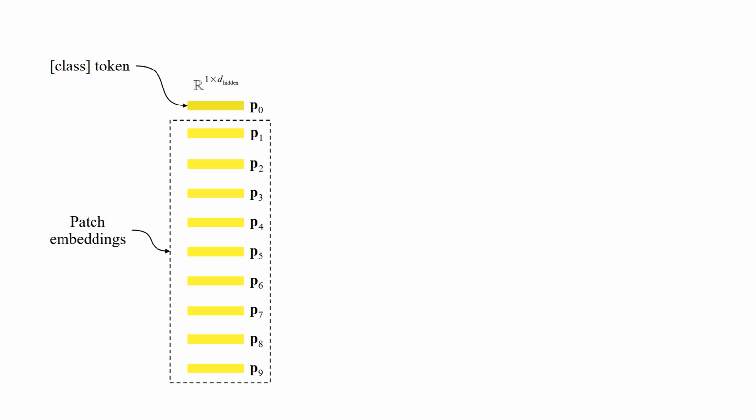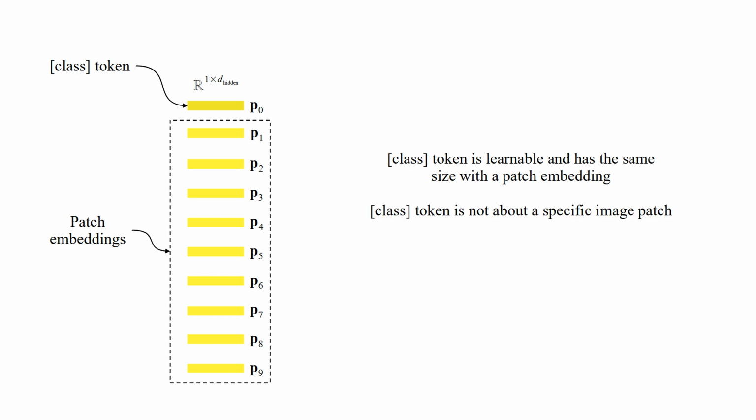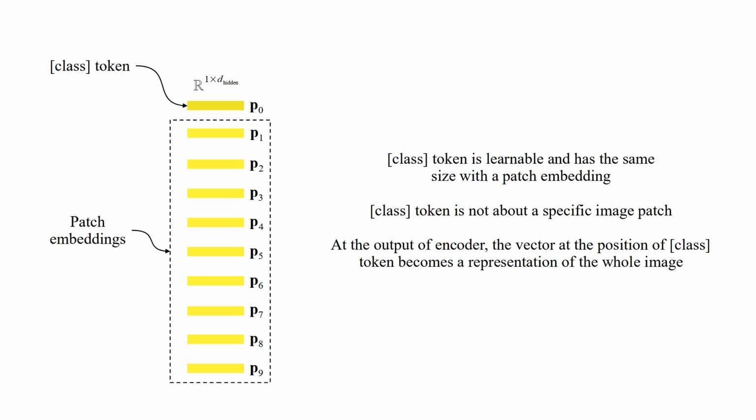A class token is prepended to patch embeddings. Class token is learnable and has the same size as a patch embedding. Class token is not about a specific image patch. At the output of encoder, the vector at the position of class token becomes a representation of the whole image.